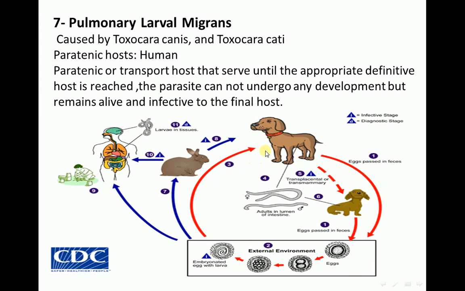This is the life cycle of the parasite Toxocara canis. The adult worm is in the lumen of the intestine, so detection of this parasite is by seeing eggs in the stool.